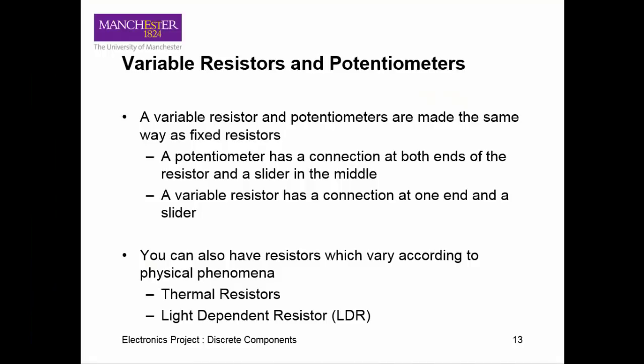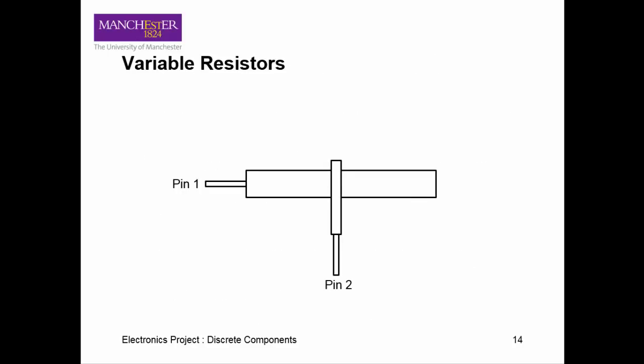Many resistors have fixed values. However, you can also get variable resistors and potentiometers. A variable resistor has a connection at one end and a slider which moves along. A potentiometer has a connection at both ends and a slider in the middle.